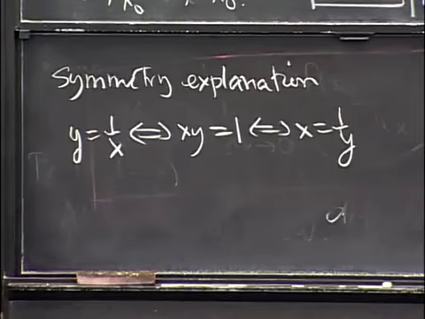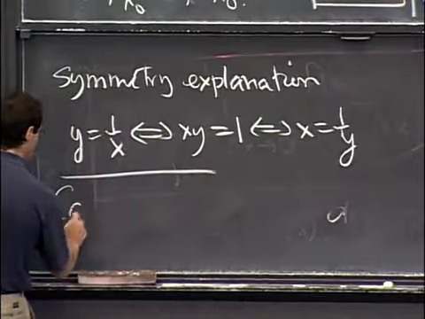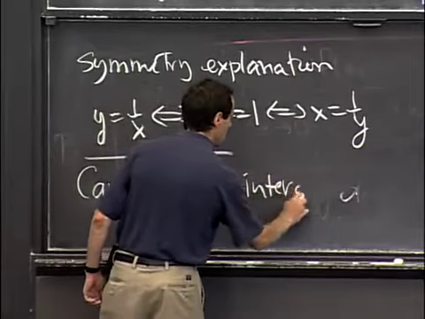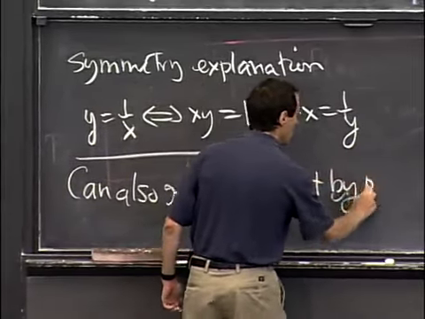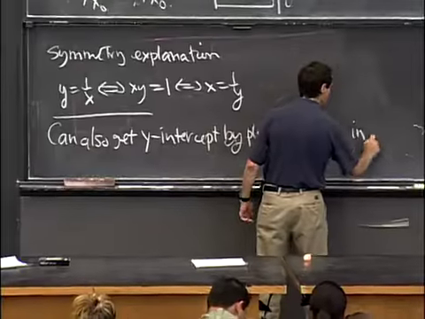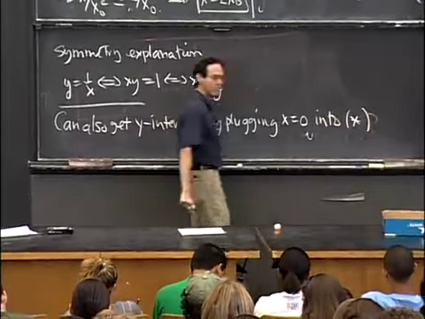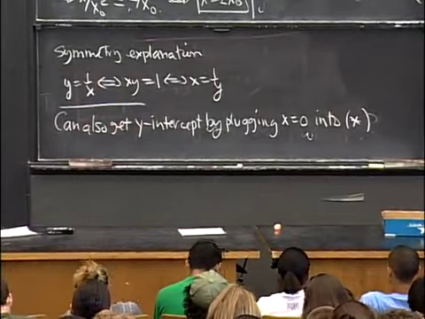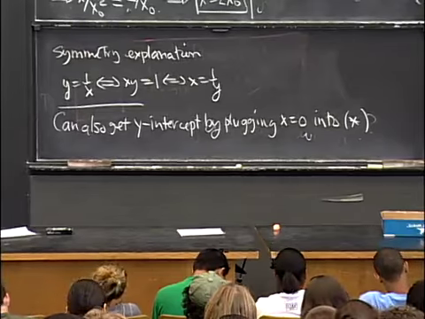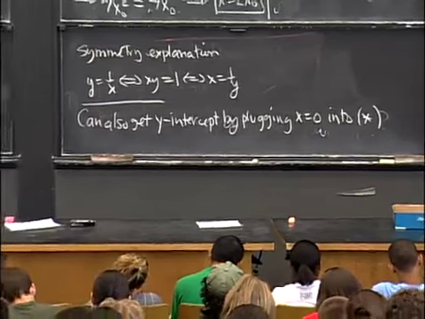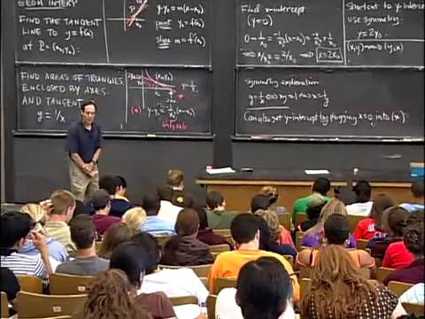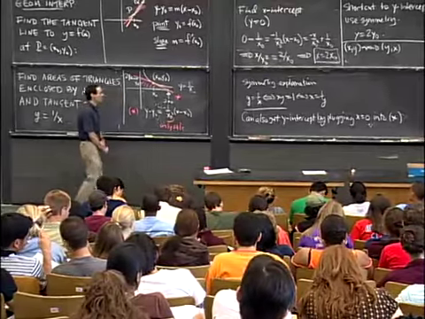Okay, now if you don't trust this explanation, you can also get the y-intercept by plugging x equals 0 into the equation star. We plugged y equals 0 in, and we got the x value. And you could do the same thing analogously the other way. All right, so I'm almost done with the geometry problem.